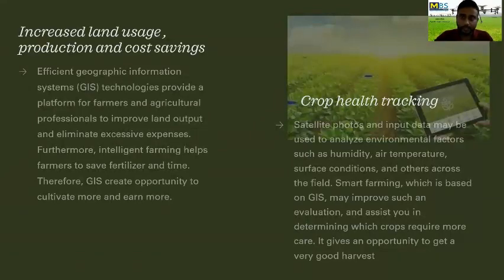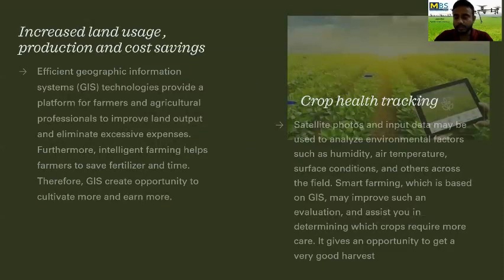Because of the GIS system, farmers and professionals could save time as well as money and land. Therefore, they can earn more and get more harvest.